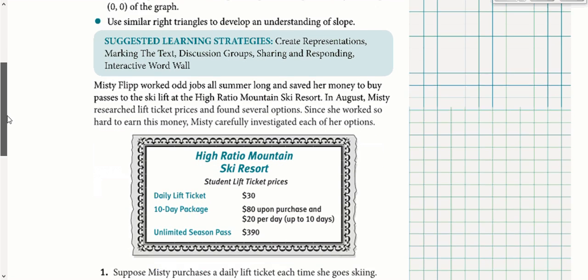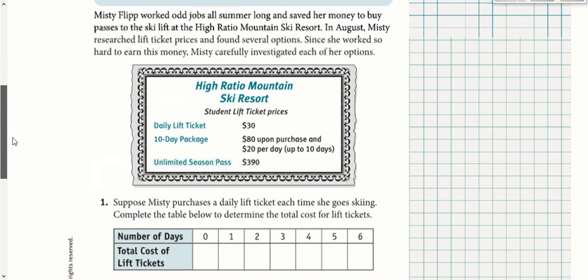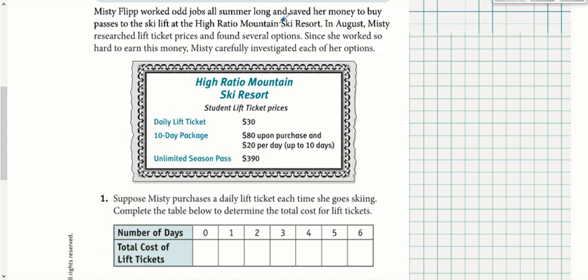Here we have Misty Flip. She worked odd jobs all summer long and saved her money to buy passes to the ski lift at the High Ratio Mountain Ski Resort in August. Misty researched lift ticket prices and found several options. Since she worked so hard to earn this money, Misty carefully investigated each of her options.